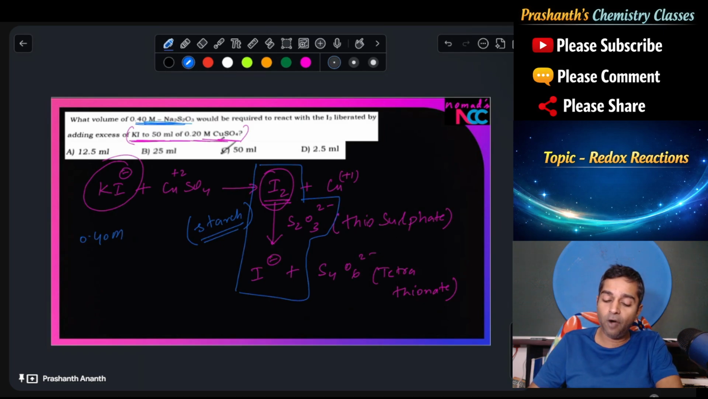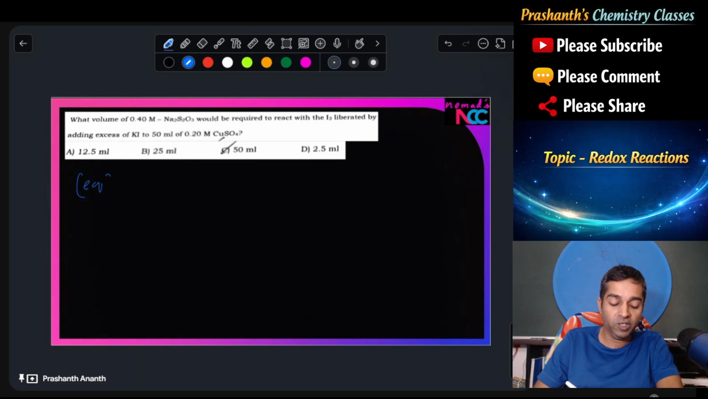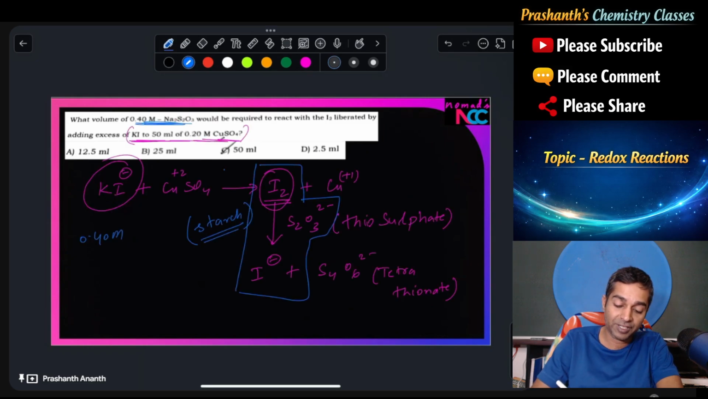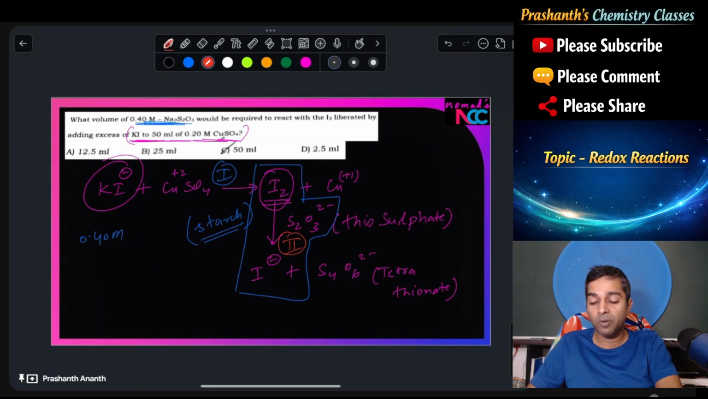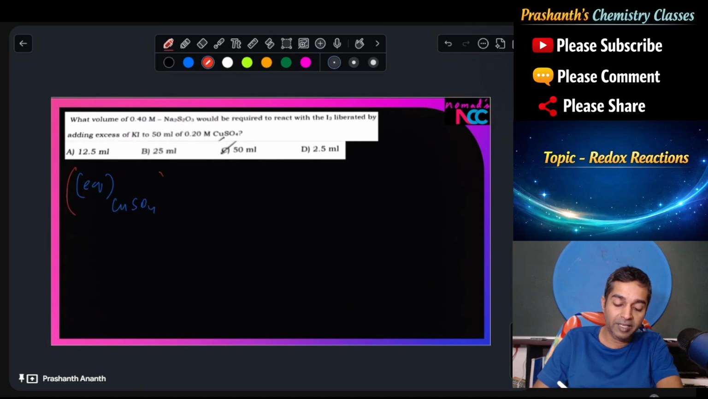The straightforward formula which we are going to be looking at involves equivalents of copper sulfate in the first reaction. Let's call this reaction number 1 and let me name the second one reaction number 2. The simple principle we are going to use is that equivalents of copper sulfate in equation 1 should be equal to equivalents of I2 in equation 1.